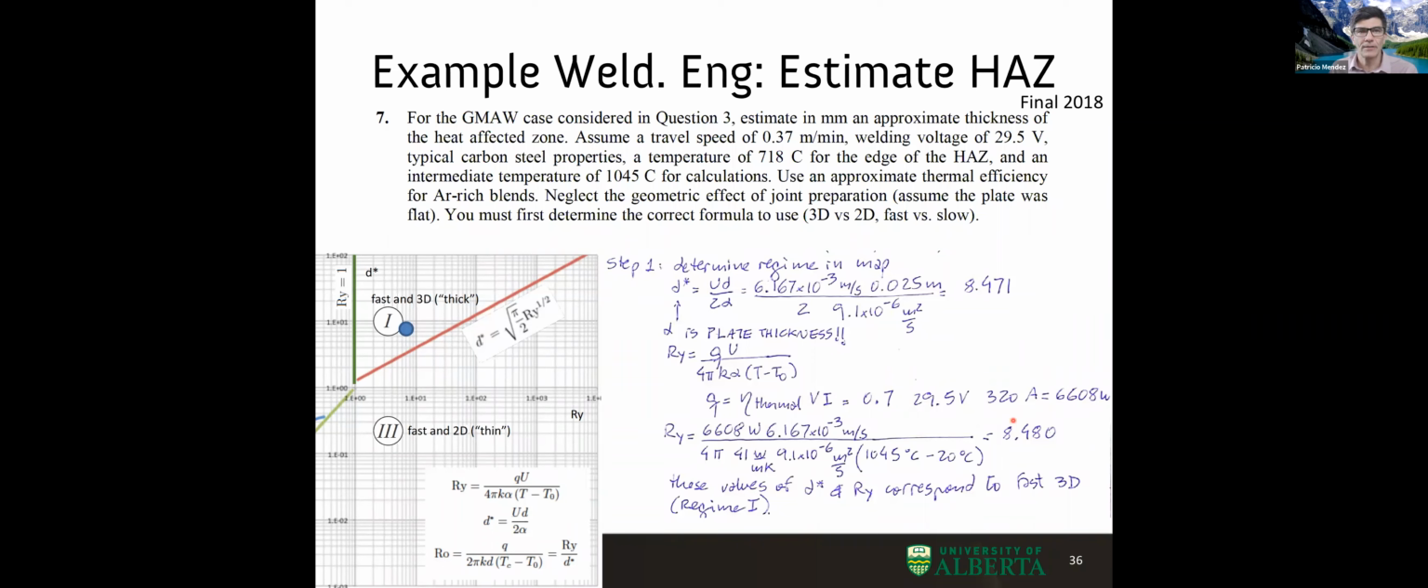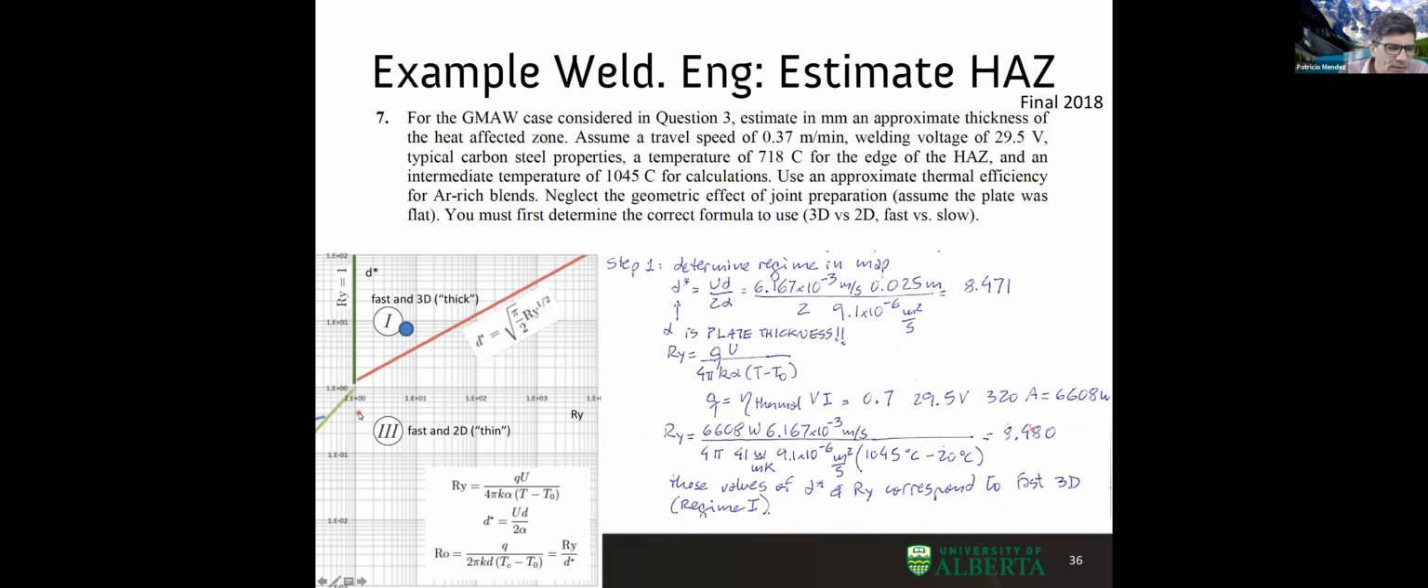But if your question is, okay, how much preheat? Or I give you the preheat, here you have it. It appears in this part of the formula. When I put all this, I calculated a Reynolds number of 8.48.